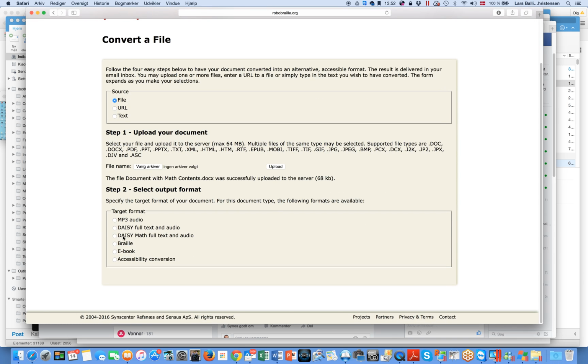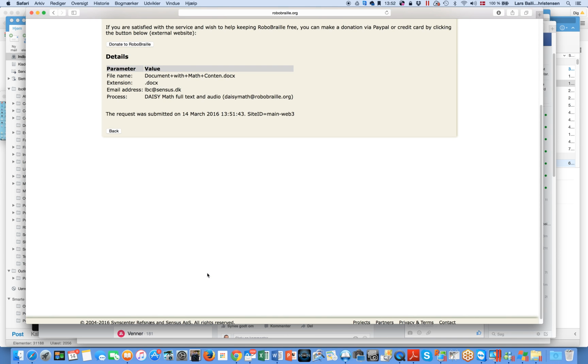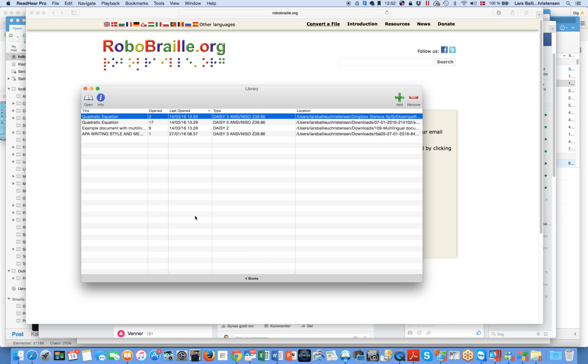I select to have it converted into a DAISY Math full text full audiobook. And then I simply key in my email address and submit the request. So what comes back from the service is a structured audiobook.